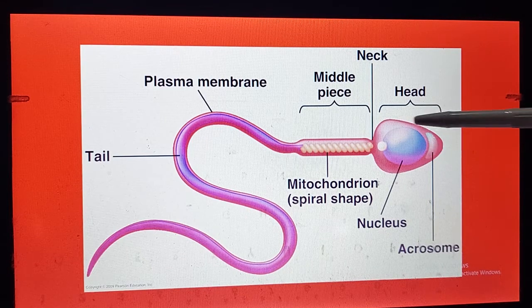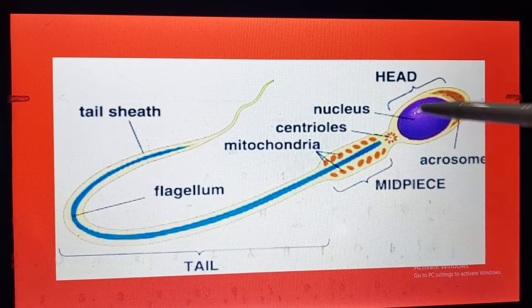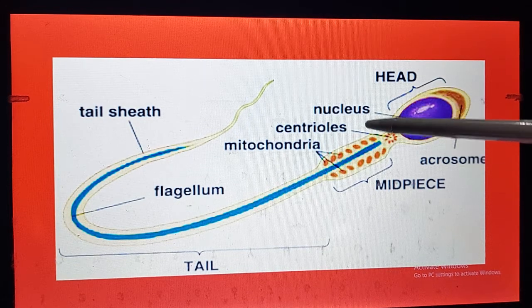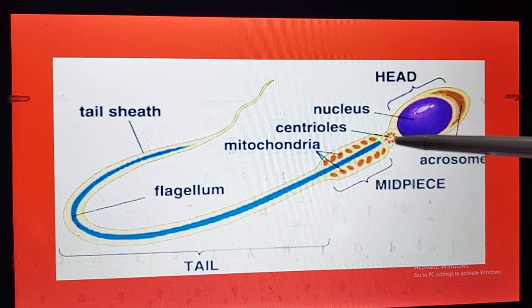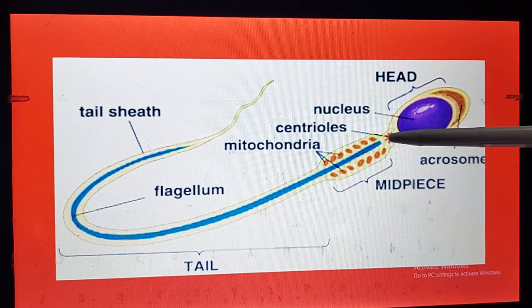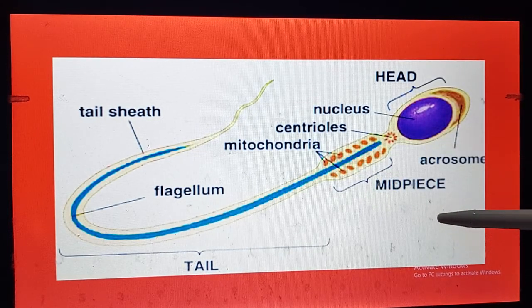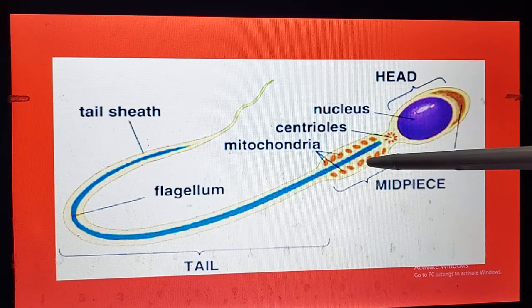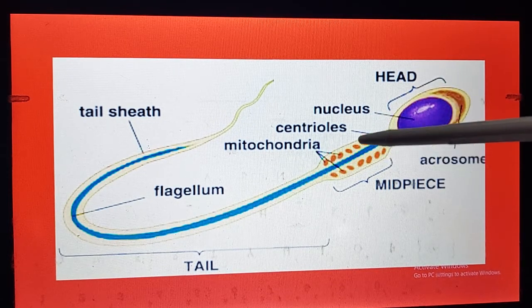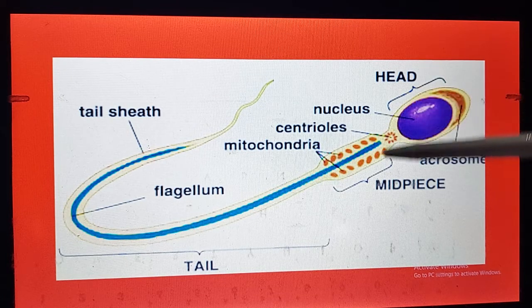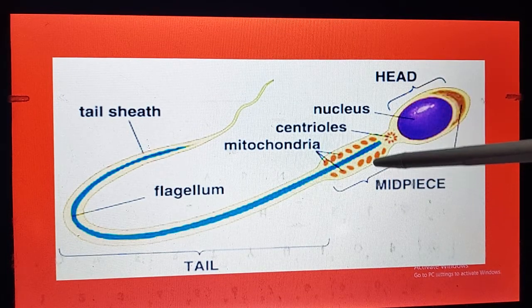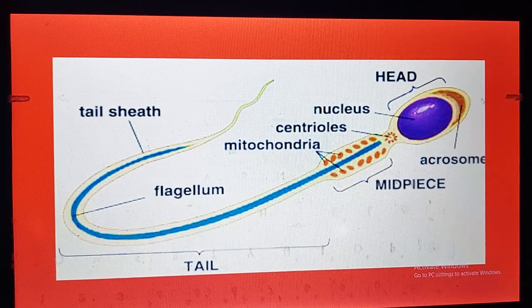Is it clear? Now moving towards the neck and the middle piece. This neck portion consists of the centriole. Centriole is present here, and the mitochondria are present in the mid piece. Why are the mitochondria present here? Because these mitochondria provide the energy by the breakdown of ATP for the flagella movement, or the sperm movement towards the egg during fertilization.